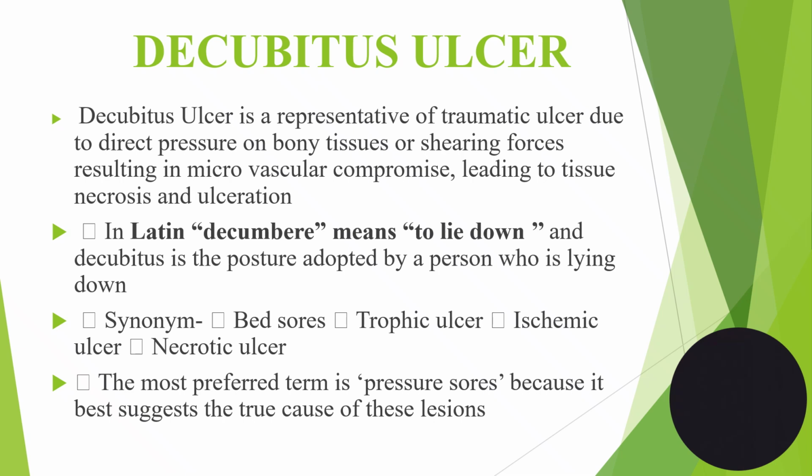Synonymously, we name the decubitus ulcer a pressure sore, trophic ulcer, ischemic ulcer, and necrotic ulcer. Usually we call it a pressure sore or pressure injury because of these lesions. Mainly this happens to persons who lie down for a prolonged time.